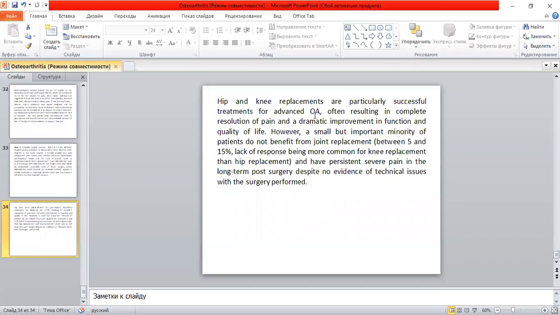Hip and knee replacements are particularly successful treatments for advanced osteoarthritis, often resulting in complete resolution of pain and dramatic improvement in function and quality of life. However, a small but important minority of patients do not benefit from joint replacement and have persistent severe pain in the long term post-surgery, despite no evidence of a technical issue with the surgery performed.